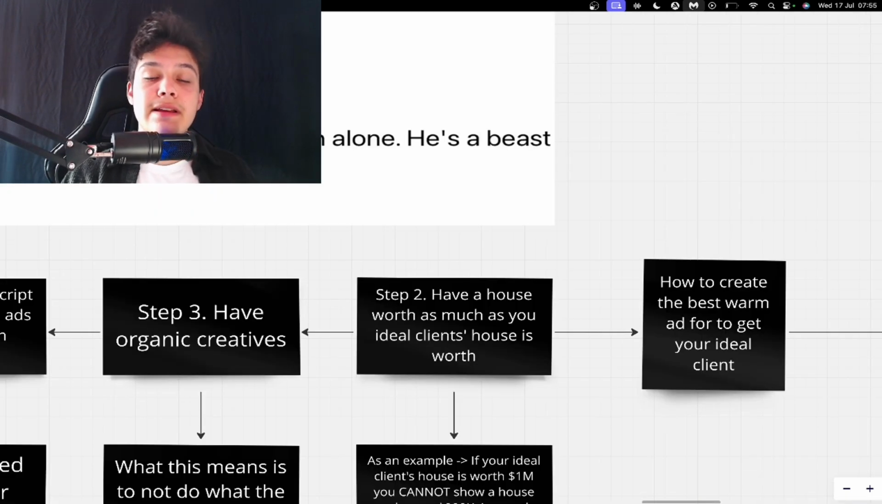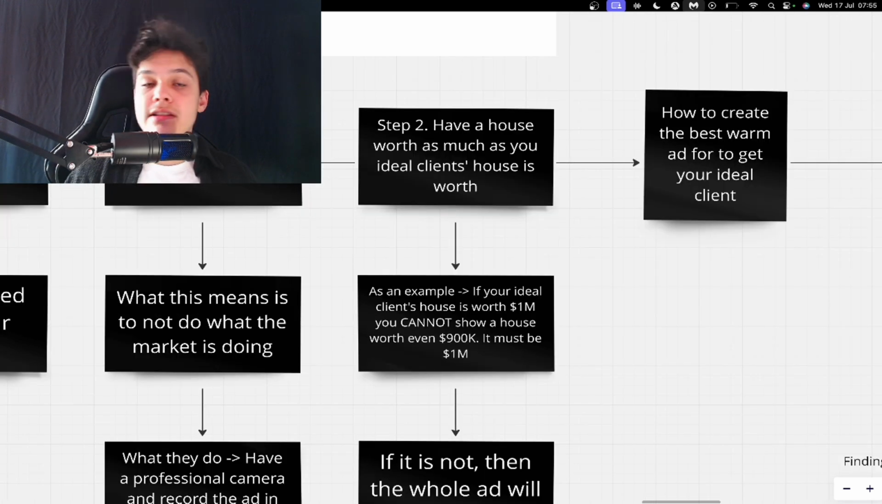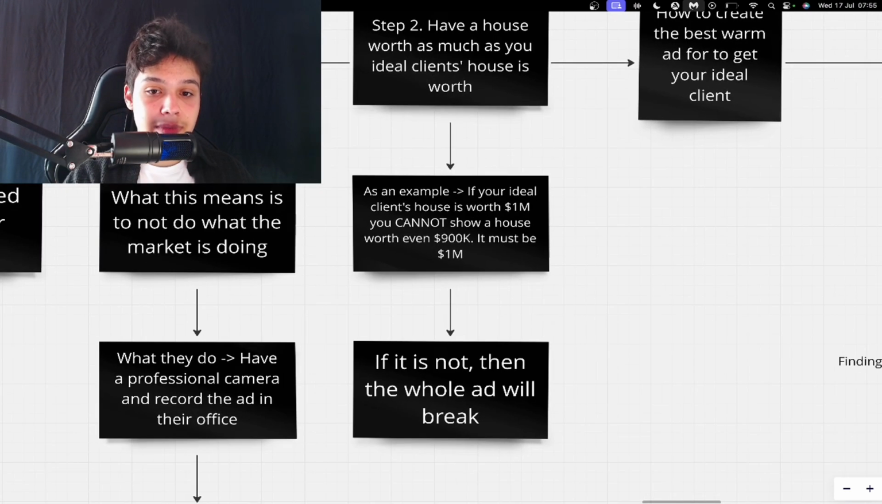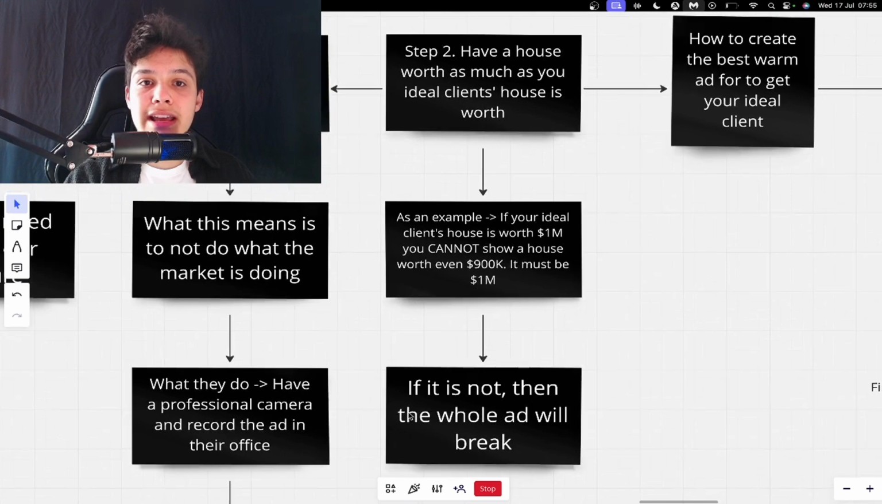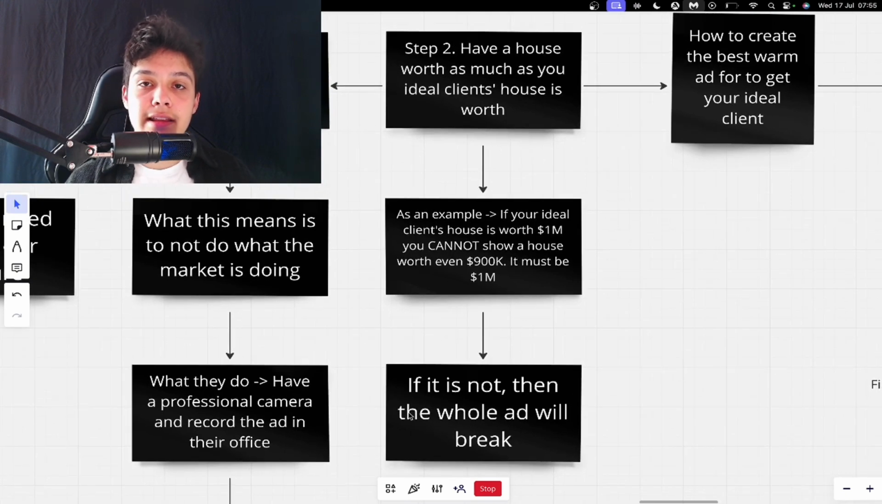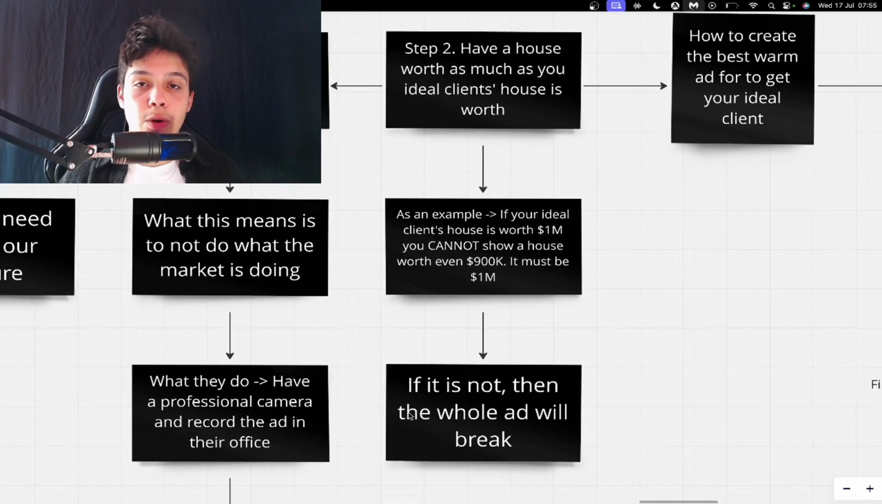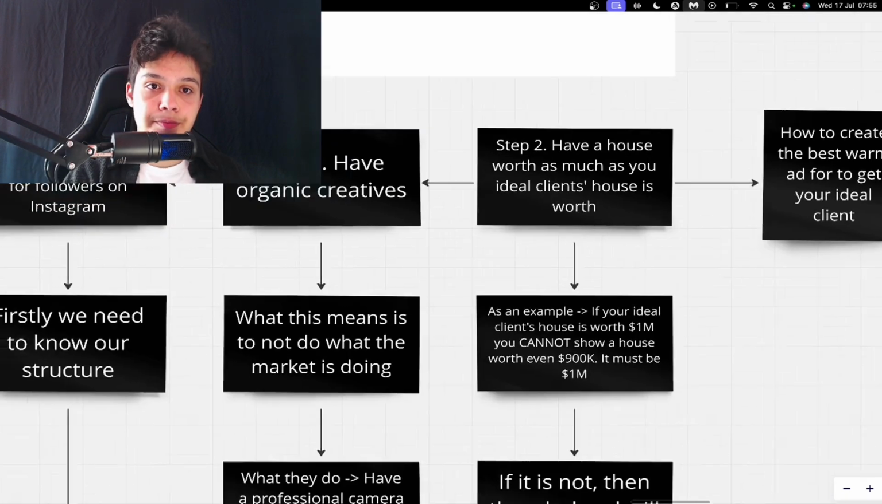And the second step is to have a house worth as much as your ideal client's house. So for example, if your ideal client's house is worth $1 million, you cannot share a house worth $900,000. It needs to be right on $1 million. If it is not, then the whole ad will break, because you won't get your ideal client. You will simply get people who thought they could get a better deal out of you, and it's horrible.